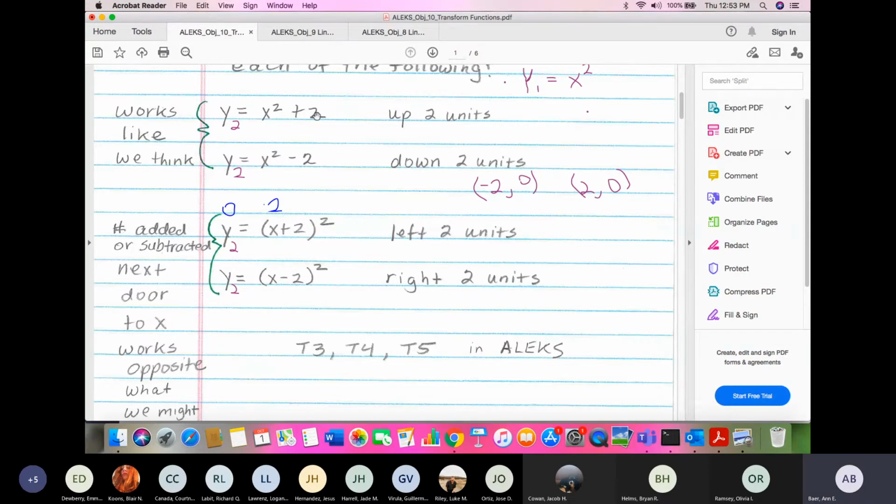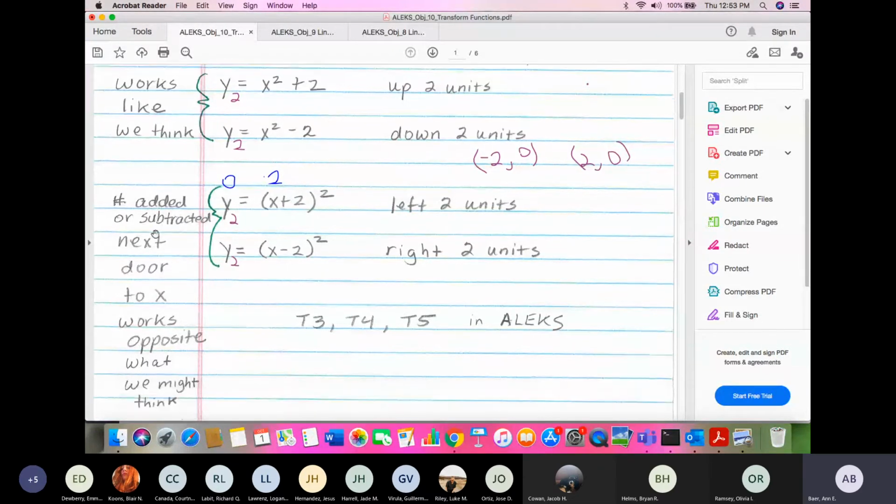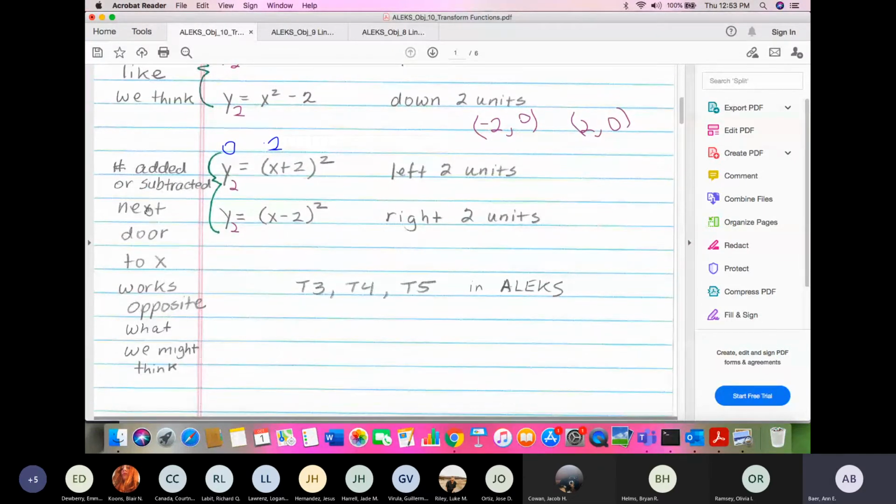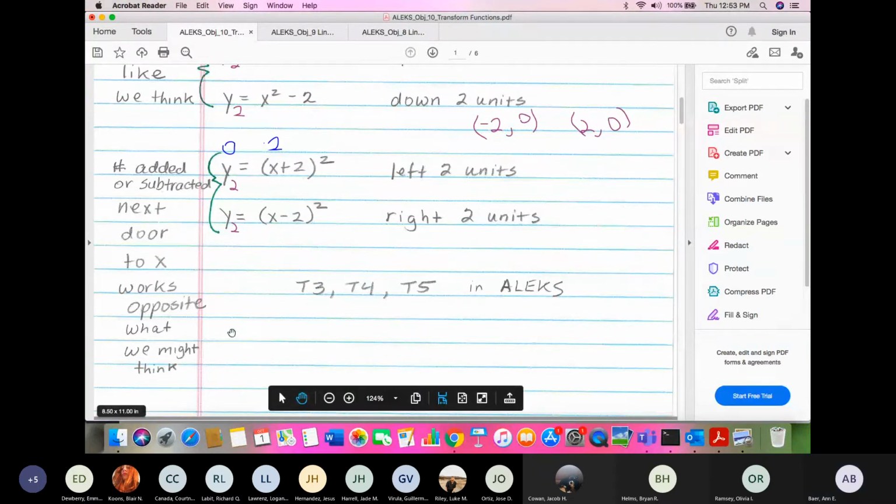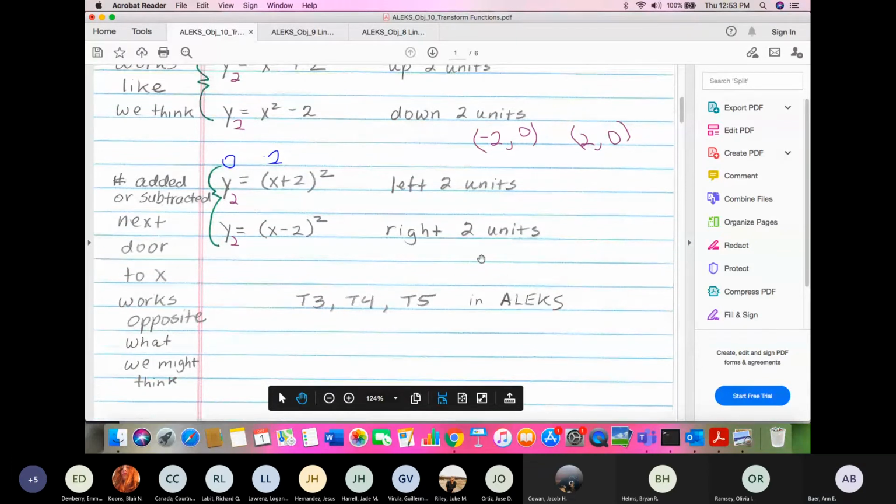Whereas I consider this 2 being added down the street, because there's a squaring process in between. This 2 is down the street. Down the street works like we think. Next door to the X works opposite of what we think. So the number being added or subtracted next door to X works opposite what we might think. Does that make sense?